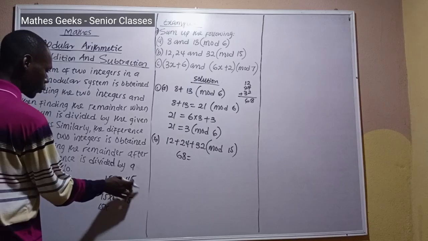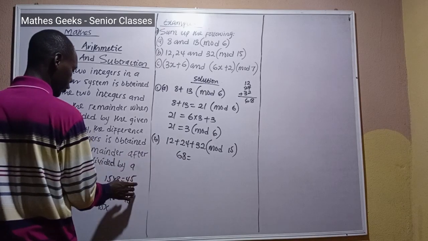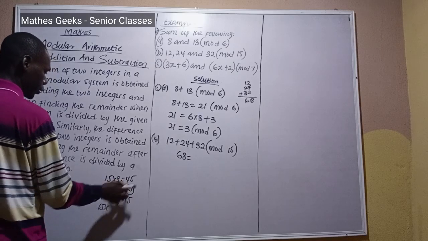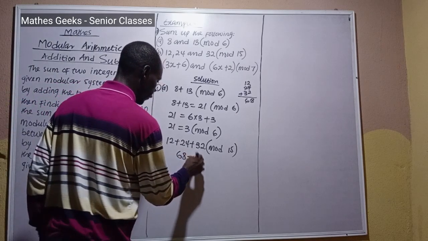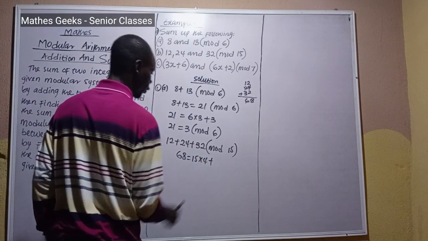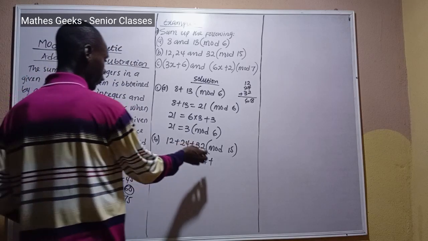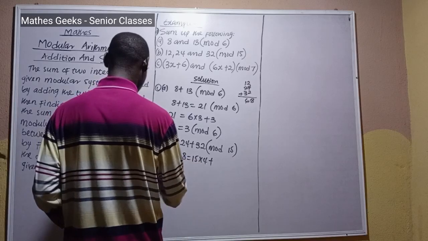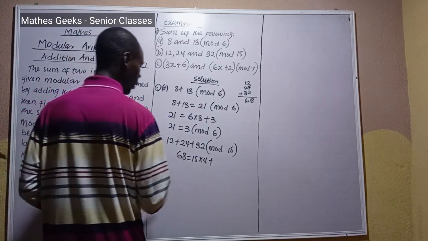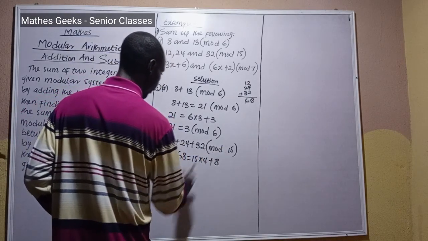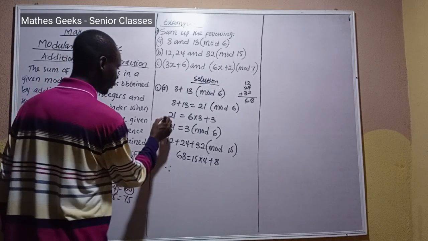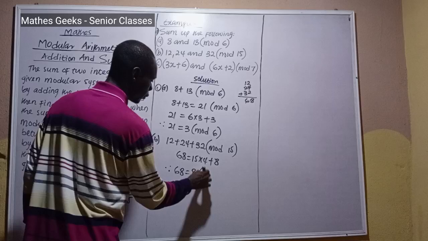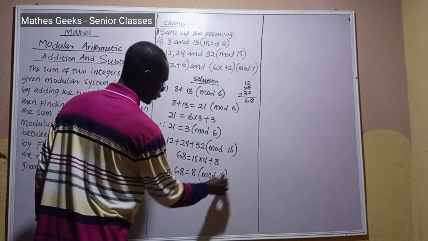So the multiple of 15 that's closest to 68 is this 60, which is 15 times 4, plus the remainder. What would be added to 15 times 4 to get 68? 15 times 4 is 60, so 60 plus 8. So this 8 is the remainder. Therefore 68 is equal to 8 in mod 15.